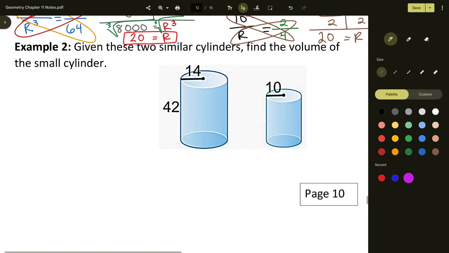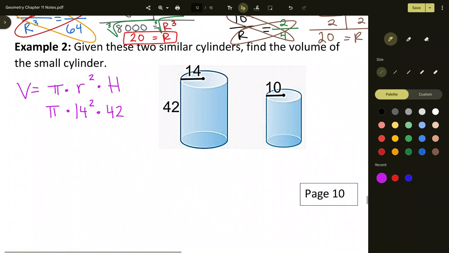I could do proportions to find the height, or I could find the volume of the large one and use the radii compared to the volumes and do a proportion as well. That would deal with cubic numbers. So maybe I'll try that since we're trying to do cubic numbers in this one. So let's remember the volume formula for a cylinder: pi times radius squared times height. On our first larger cylinder, I can see that the radius is 14 and the height is 42.